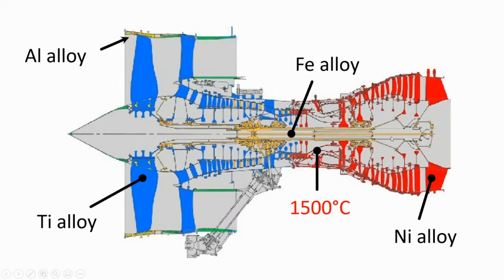I want you to focus on this central component here, which is the shaft. The shaft drives the entire turbine around and is a critical component. It reaches temperatures of the order of 400 to 500 degrees centigrade, because again we have oil cooling in that region.